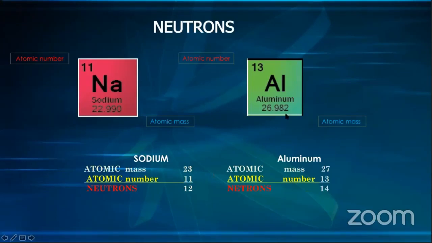Like this one, aluminum, we have the atomic mass of 27. We round to this number, and the atomic number is 13. That means when we subtract the atomic number from the mass, we know how many neutrons we have in this element. This is important, because sometimes with some reactions or a mix of gas, we can remove some neutrons from some elements. We can remove some particles from some elements and change it.